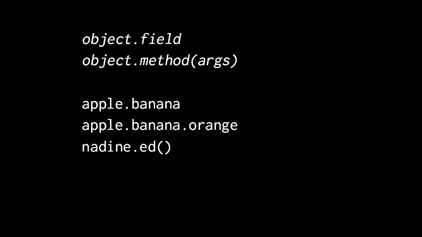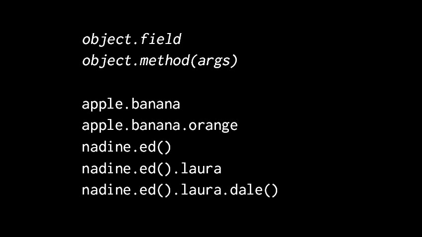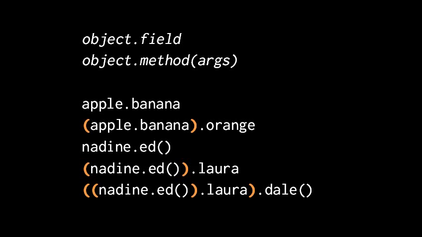Here, Nadine.ed with parentheses, this is invoking the method ed of the object Nadine, and it's an empty argument list, so no arguments are being passed to the method. Here now, again, we're invoking the method ed of the object Nadine, and passing no arguments, but then the object returned by that method, we are getting its field Laura. And here it's the same deal, except once we get back the object in the field Laura, we are invoking its method called Dale, and again, we're passing no arguments. It can be a bit tricky to catch on to this chained dot operator syntax, so here's all the same expressions, except with explicit parentheses to denote the precedence.